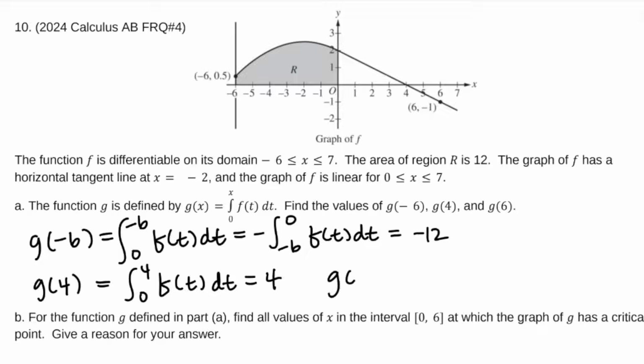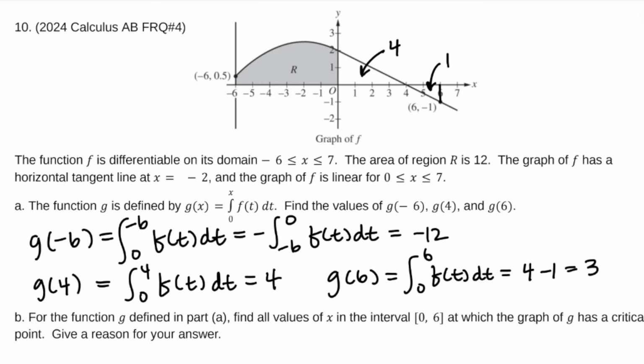And then G of 6 is going to be the integral from 0 to 6. So I'm going to have that area, which was 4, and then this has a width of 2 and a height of -1. So that would be an area of 1, okay, which would be negative. So that would be 4 minus 1, which is 3.